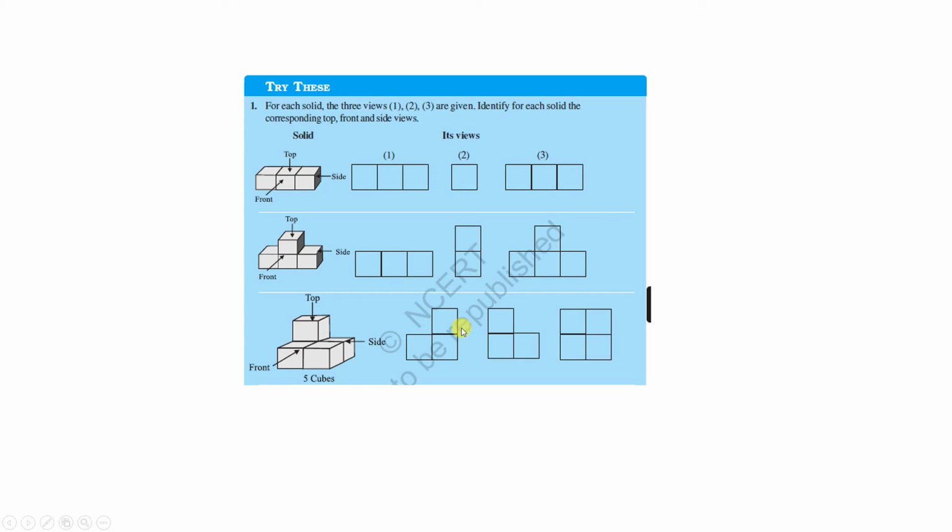Do not confuse the side and front views, because in the front view the view is different. Here in the front view we can see that on the left hand side there are 2 squares, one above the other, and in the side view on the right hand side there are 2 squares.